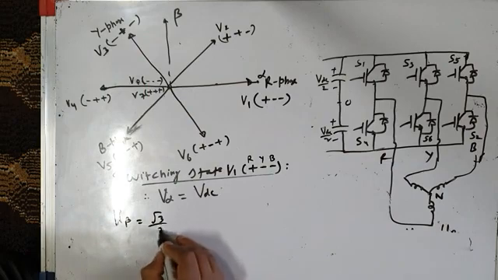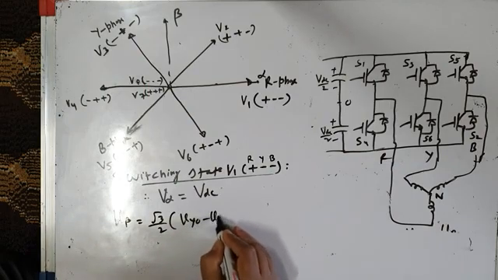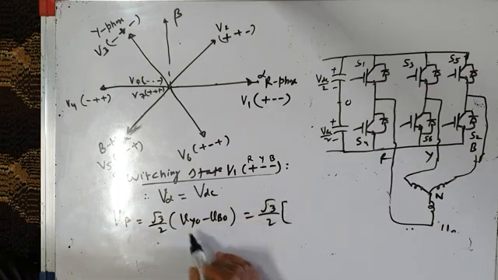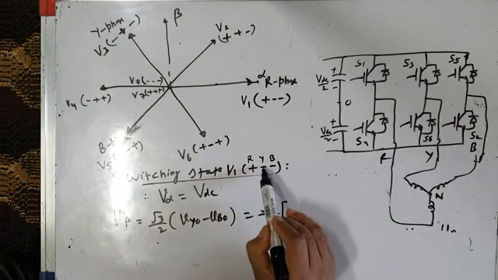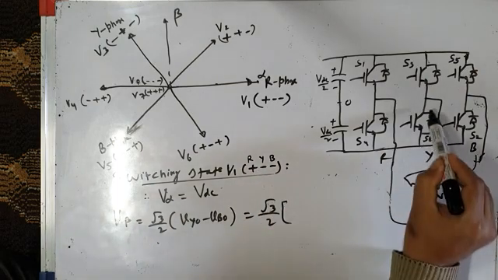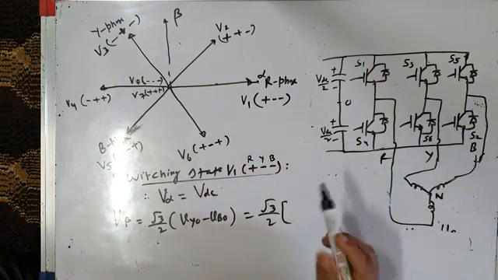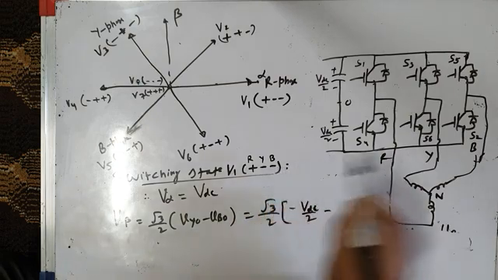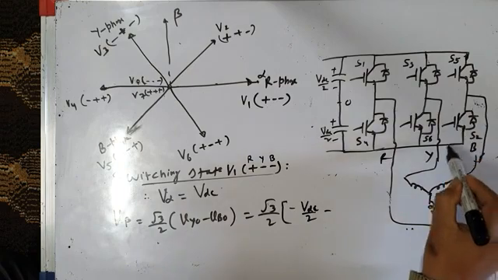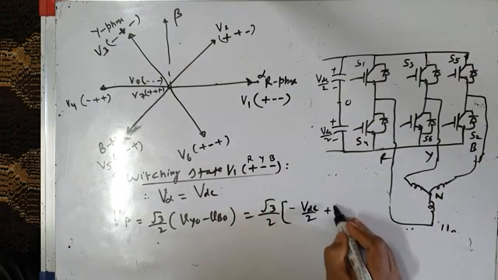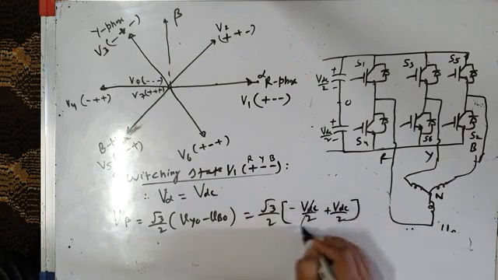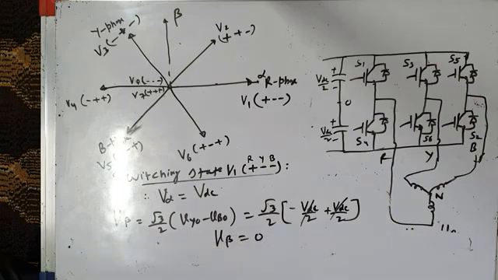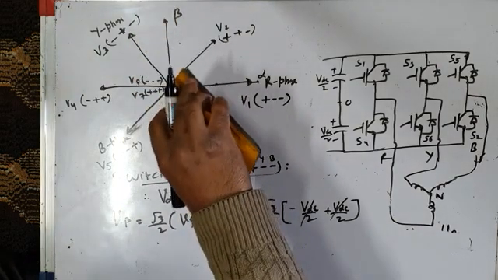V beta is root 3 by 2 times VYO minus VBO, right? So that is root 3 by 2 times, what is VYO? It's pole voltage of phase Y. So Y minus means its bottom switch is on and pole voltage is minus VDC by 2. So it is minus VDC by 2. Minus VBO. B's bottom switch is also on. So its pole voltage is also minus VDC by 2. Minus into minus is plus VDC by 2. So this minus VDC by 2 plus VDC by 2, they add up to 0. So V beta is equal to 0. So therefore the beta component of the voltage is 0.